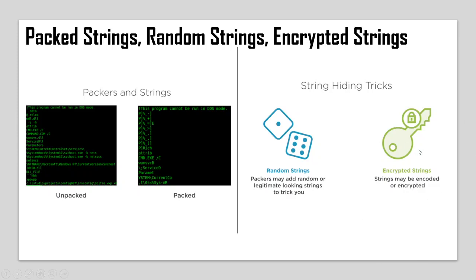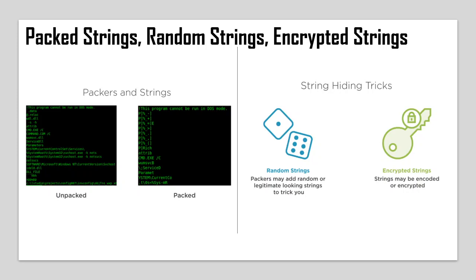And then the last one is encrypted strings. This is a very important thing, and we are going to see a demo of this concept. Strings may be encoded or encrypted. Some strings in a malicious file may be encoded or encrypted with the help of some algorithm, and it looks like random strings.